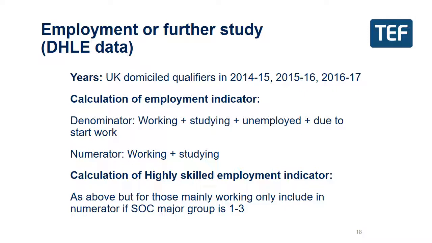The denominator only includes students that say they were working, studying, unemployed or due to start work. Those that have responded saying they were doing something else, typically taking time out to travel, retired or with caring responsibilities, are not included in the calculation. All the other categories of the response are included in the denominator. The numerator then is just those who said they were working or studying. Again, the metric is expressed as a percentage.